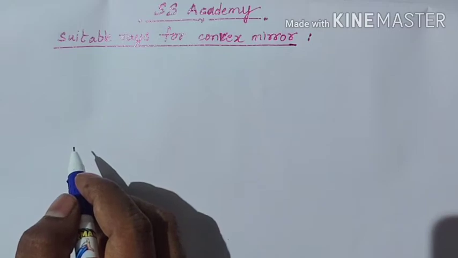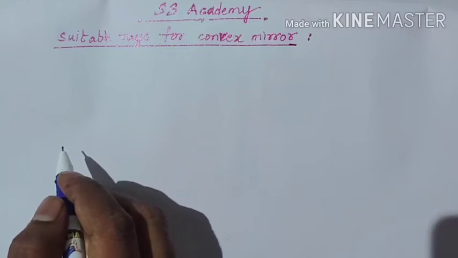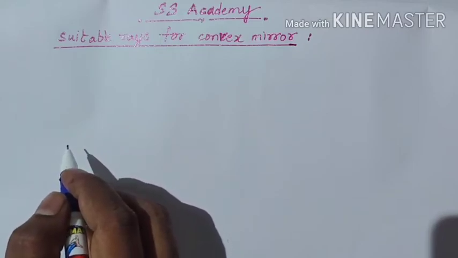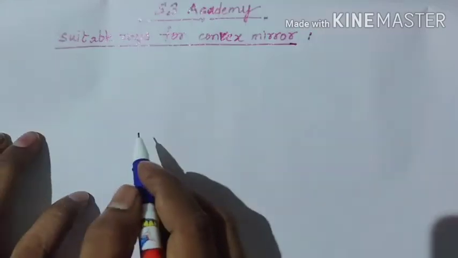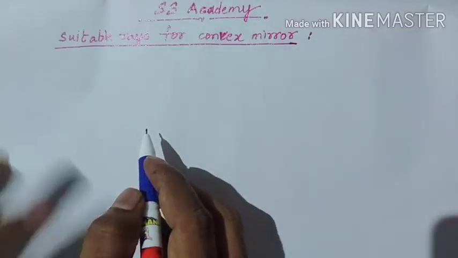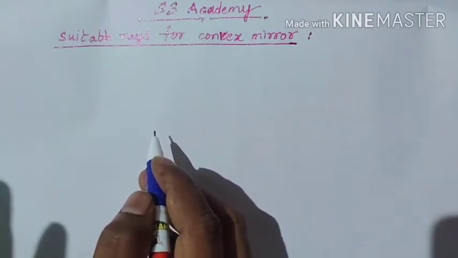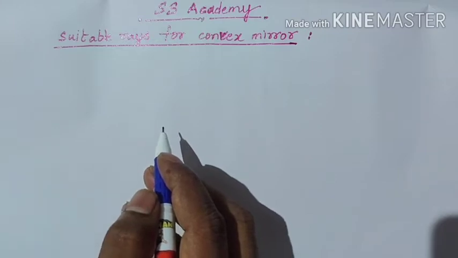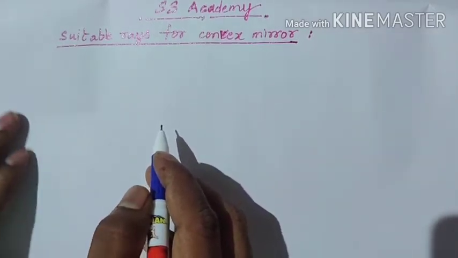Now today's topic is suitable rays for convex mirror. In the last class we have discussed the suitable rays and the ray diagrams for concave mirror. Now we are discussing the suitable rays for convex mirror. Here in the case of convex mirror, everything is the same. The complete procedure for drawing a ray diagram is the same, but only three suitable rays are possible in the case of convex mirror.